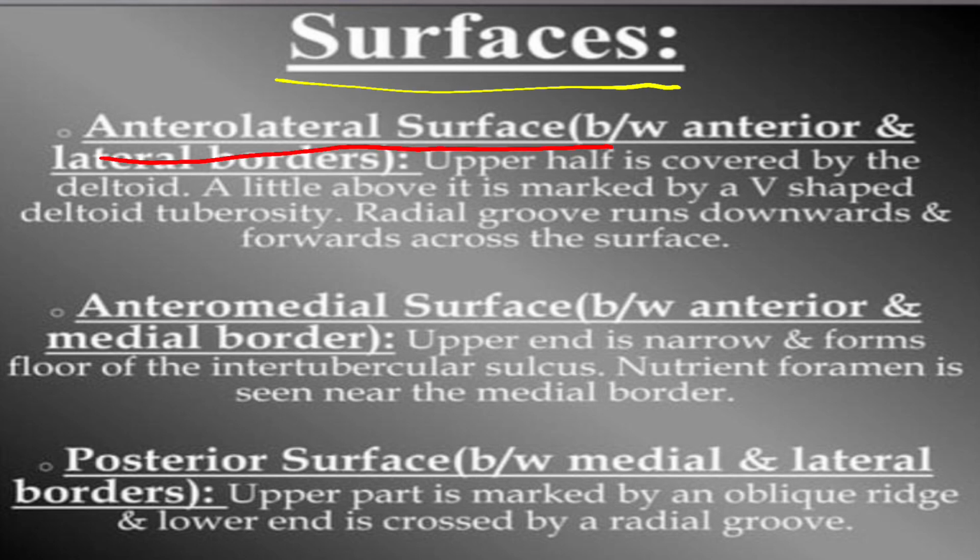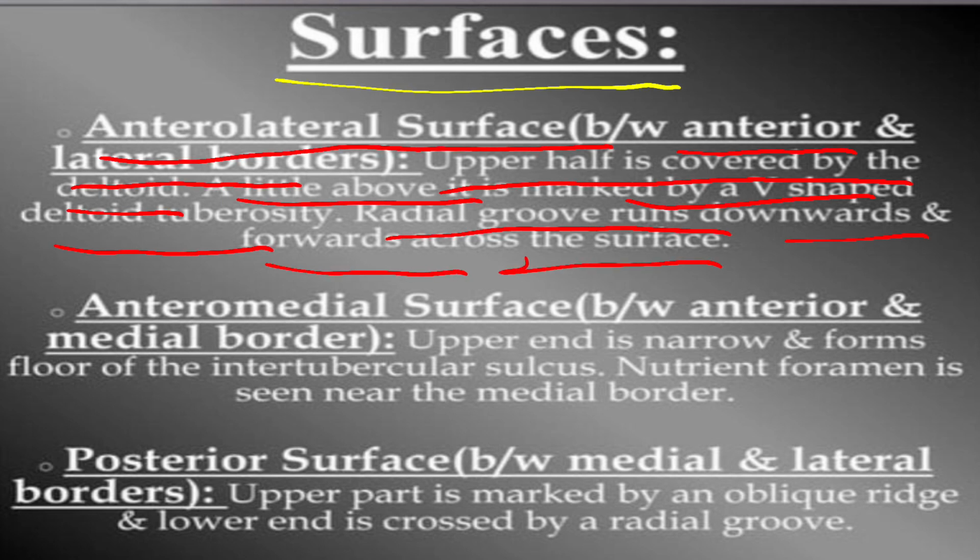Anterolateral surface between anterior and lateral borders. Upper part is covered by the deltoid. A little above the middle it is marked by a V-shaped deltoid tuberosity. Radial groove runs downwards and forwards across the surface.